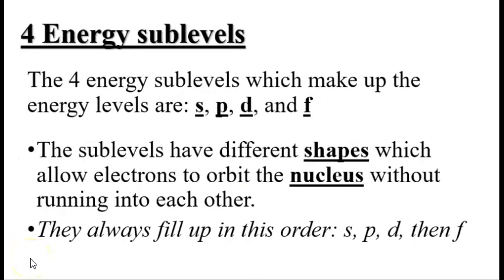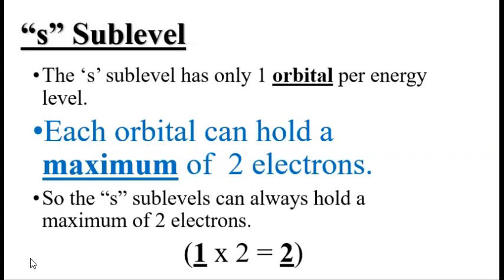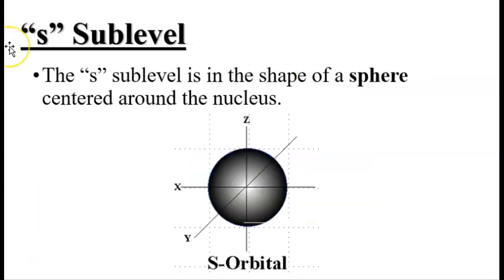The 4 energy sublevels, which make up energy levels, are s, p, d, and f. The sublevels have different shapes, which allow electrons to orbit the nucleus without running into each other. They always fill up in this order: s, p, d, then f. The s sublevel has only one orbital per energy level. Each orbital can hold a maximum of 2 electrons. So the s sublevels can always hold a maximum of 2 electrons. The s sublevel has a shape of a sphere centered around the nucleus.